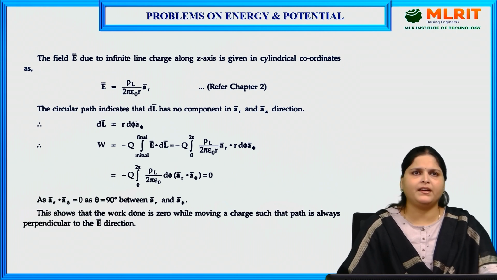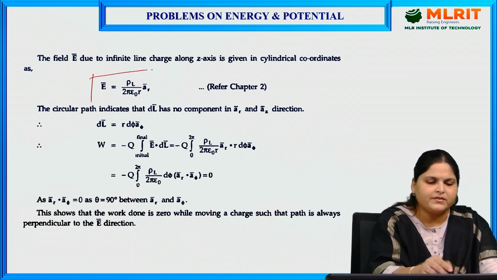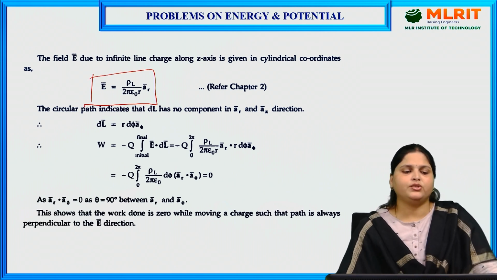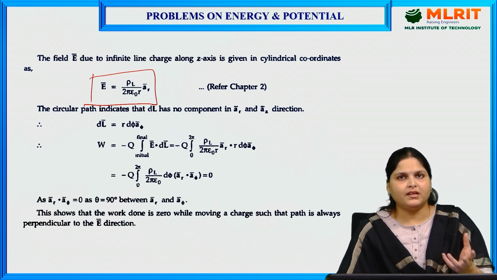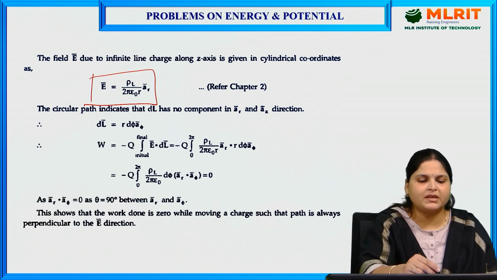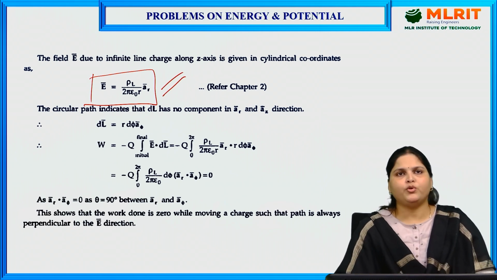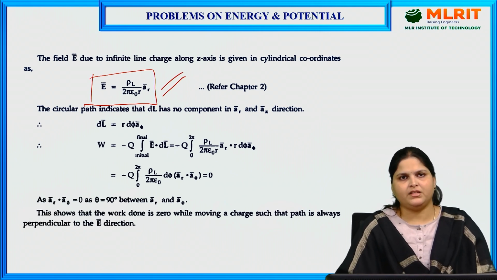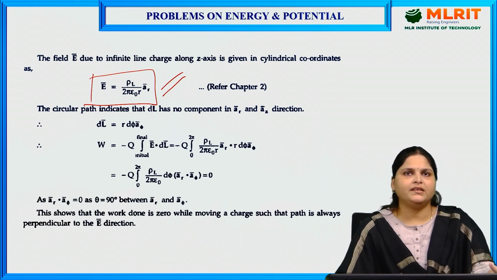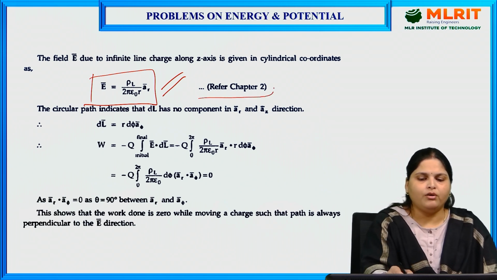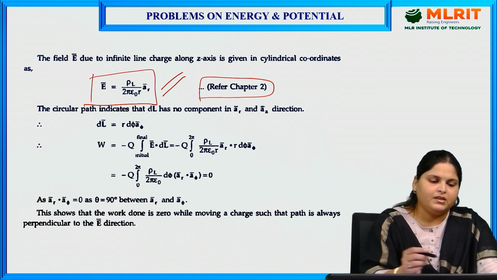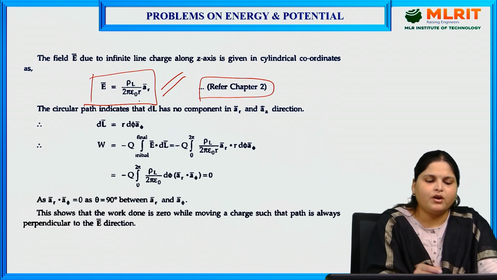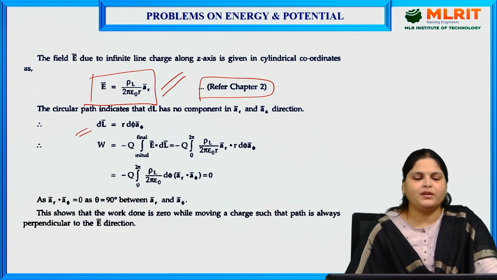Now let's find E. As we can understand, the field due to an infinite length line charge along the z-axis in the cylindrical coordinate system can be given by rho l upon 2 pi epsilon naught r a r. This we have already done in the chapter on static electric field, right? So E we have got, dl also we have got. Now we can put it into this formula.